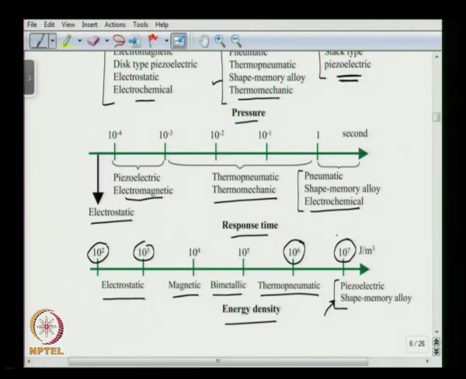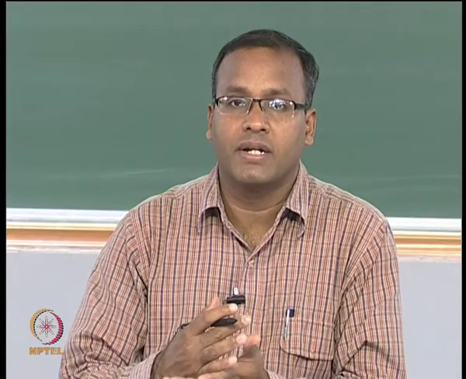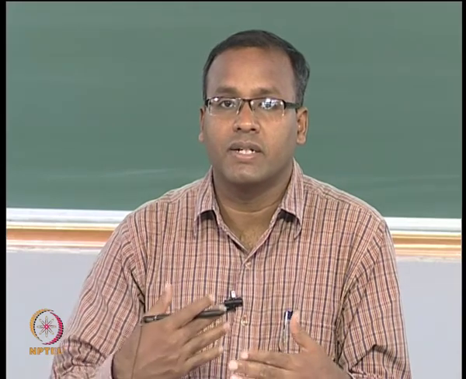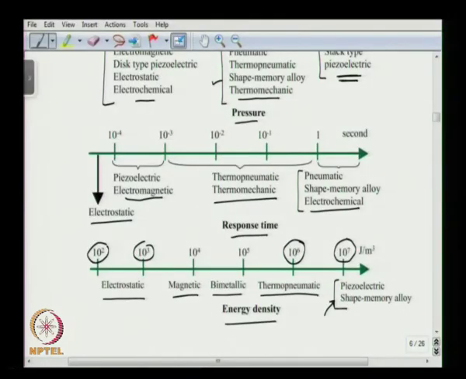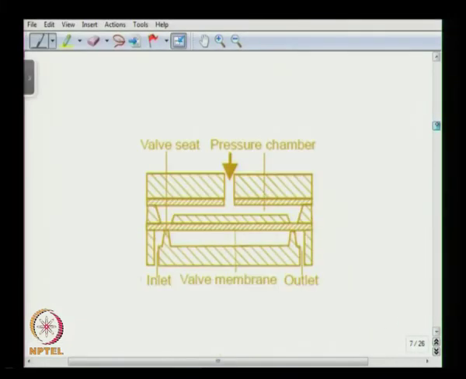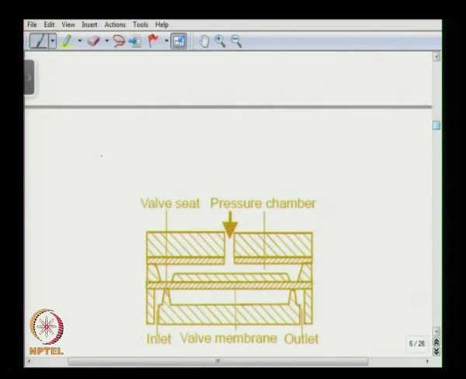Now, with that let us look at the pneumatic microvalve. So, we will first try to understand what a pneumatic microvalve is, understand the operational principle and take on a design problem. Okay. So, let us talk about pneumatic microvalve.